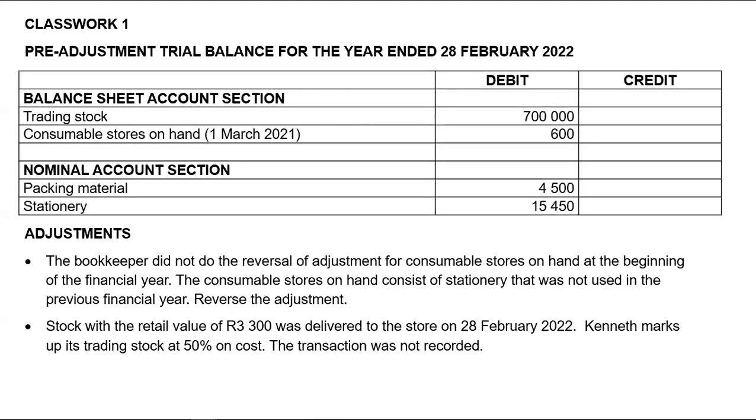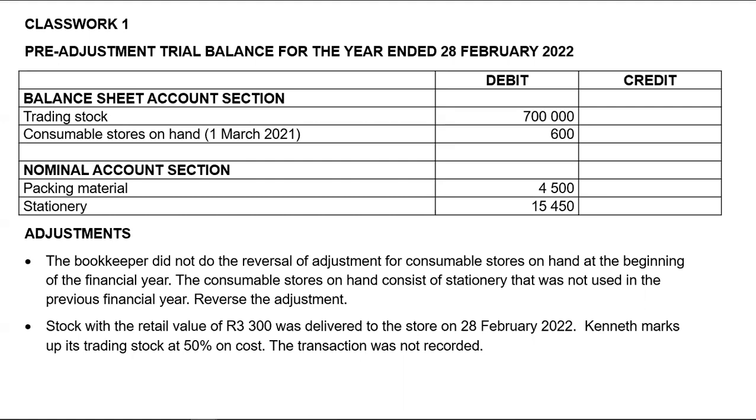Then it says stock with the retail value of 3,300 was delivered to the store on the 28th of February 2022, which is the end of the financial year. Kenneth marks its trading stock at 50% on cost. The transaction was not recorded. We need to find the cost price of that 3,300, and we will have to record the entry.